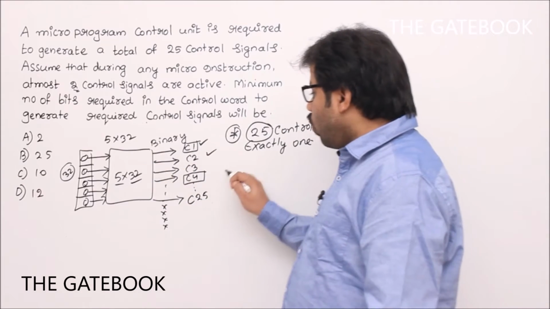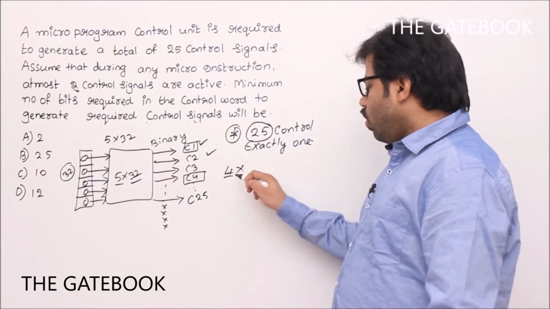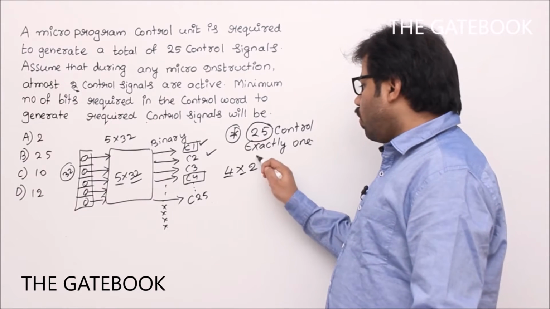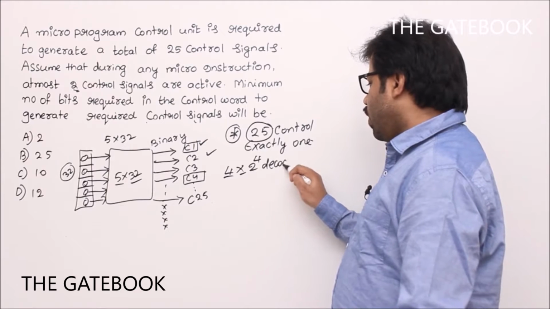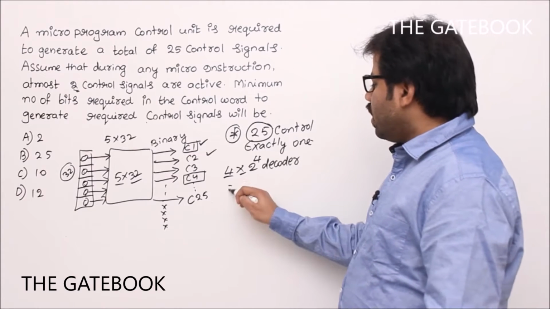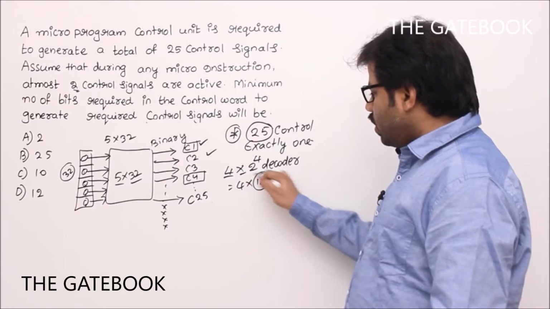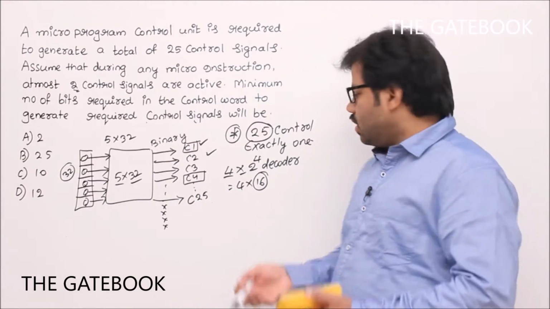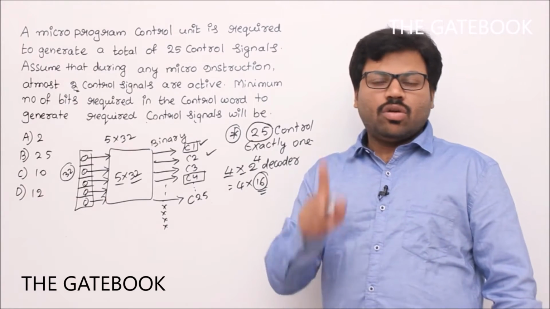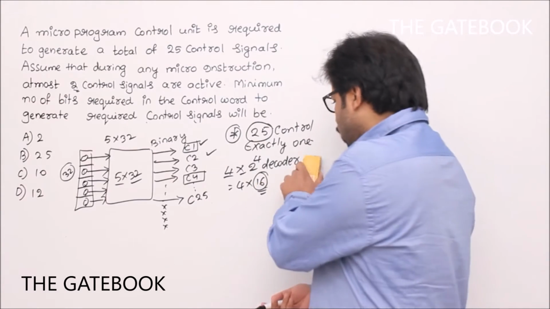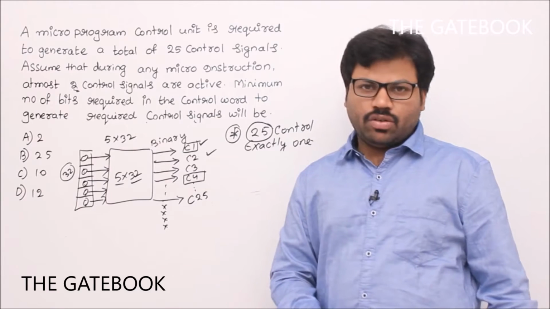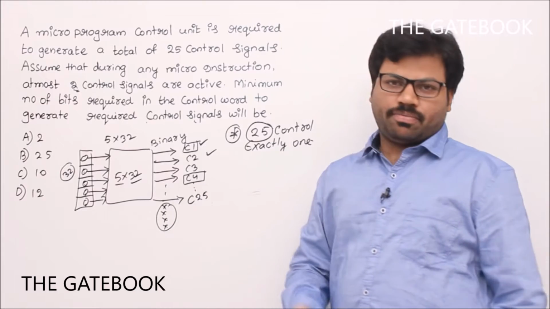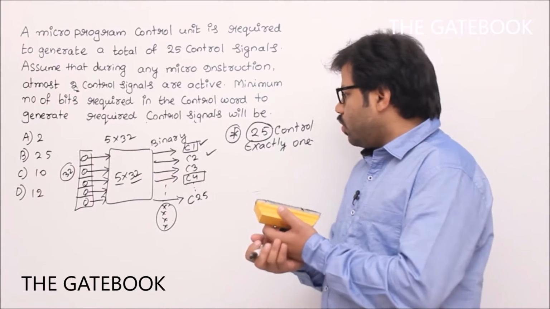Sir, why don't you go for 4 by something? The decoder models are generally 4 into 2 power 4 decoders. With that, a 4 by 16 decoder, you can have only 16 patterns, right? 16 output lines. Then I can generate at most one of the 16 control signals. That's why I don't want that. That's why I'm going for 5x32 and I'm using 25 lines. The remaining 7 lines I'm not using. Understand? Now you see how I am going to use it.